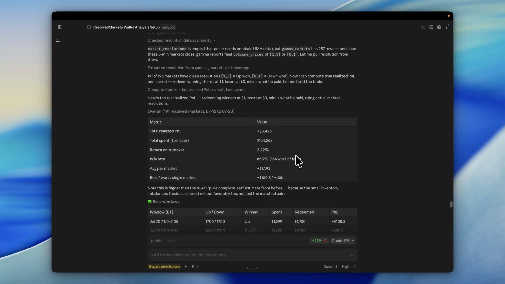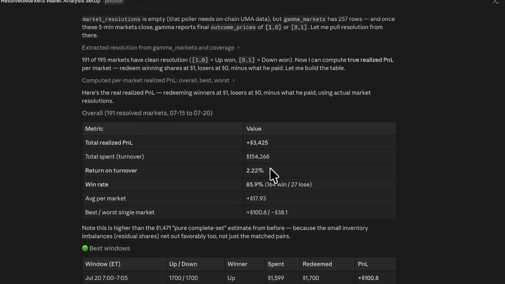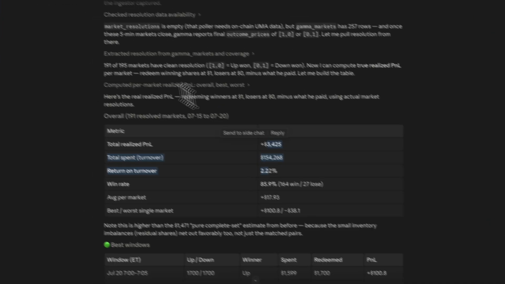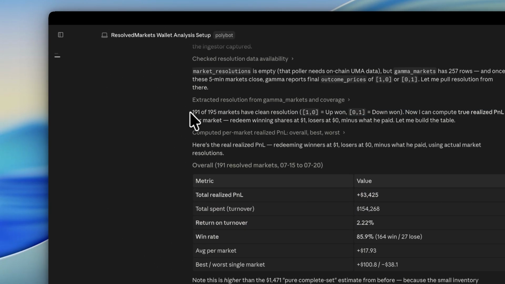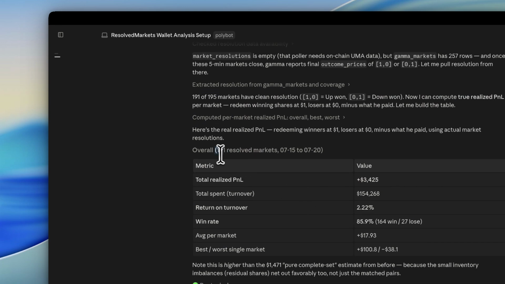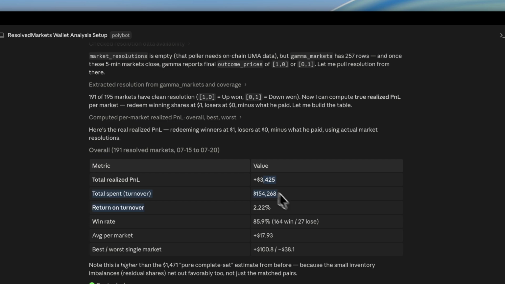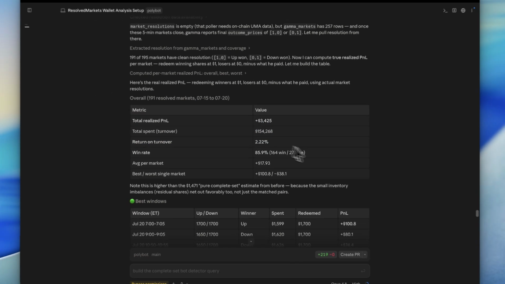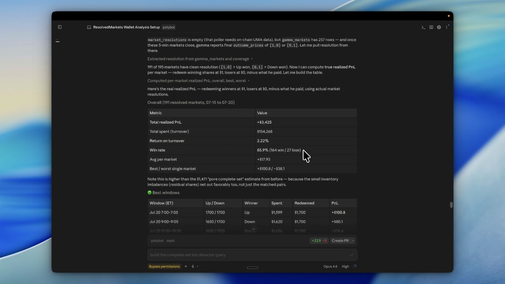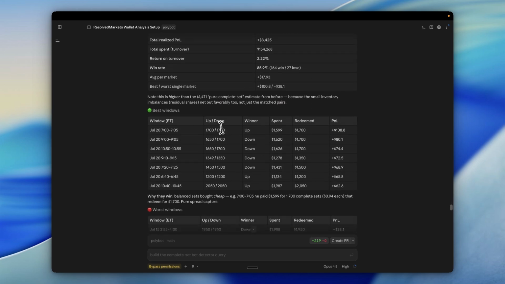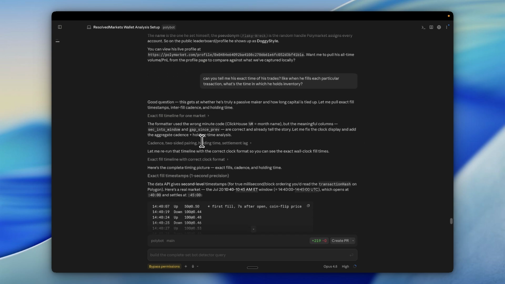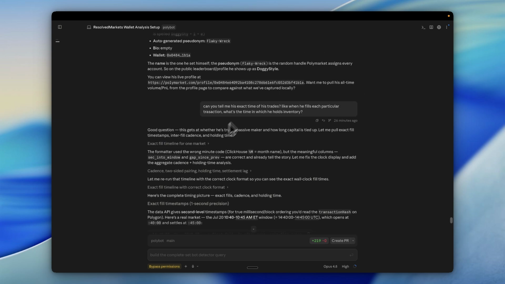I mean, I don't know. I don't know what to say. It's not 5 minutes. I guess it's one day. I think I have to check. Okay, it's from 191 resolved markets. So in 191 resolved markets, he has about 2.22% return. So if you see his best windows, this is largely useless.